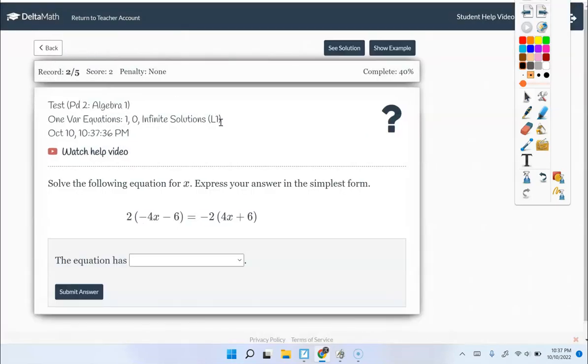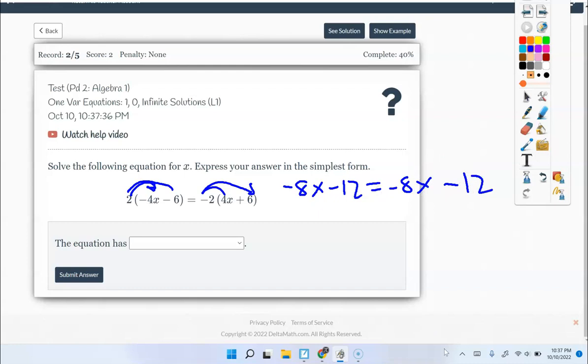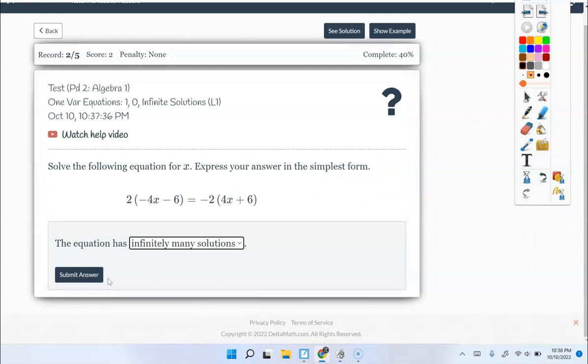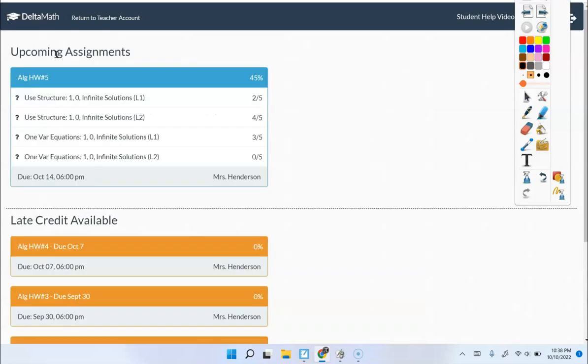So this should feel familiar to you, solving these equations. So let's take a look here. After I distribute, I'm going to get negative 8x minus 12, and over here I'm going to get negative 8x. Oh, good. I got a matching coefficient here. Ooh, and matching constants. It's a perfect match, so that is infinitely many solutions. Done. Alright, let's go back.